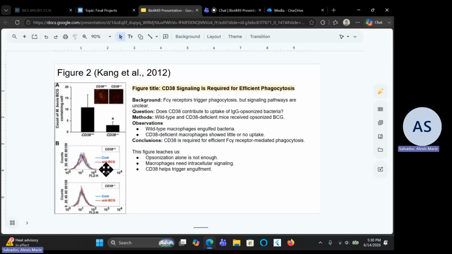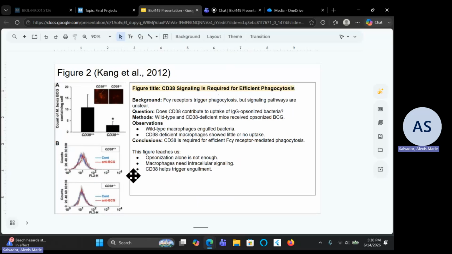Panel B confirms this because the anti-BCG staining shifted the fluorescence to the right, like this red one's a little bit to the right. It's not completely overlapping the blue one like this one, and the cons means control, so just keep that in mind. Indicating that bacterial uptake is happening here. In contrast, the CD38 deficient macrophages showed almost no shift, suggesting little or no phagocytosed bacteria. Together, these results demonstrate that CD38 is an important signaling molecule required for efficient Fc gamma receptor-mediated phagocytosis of the IgG opsonized bacteria.